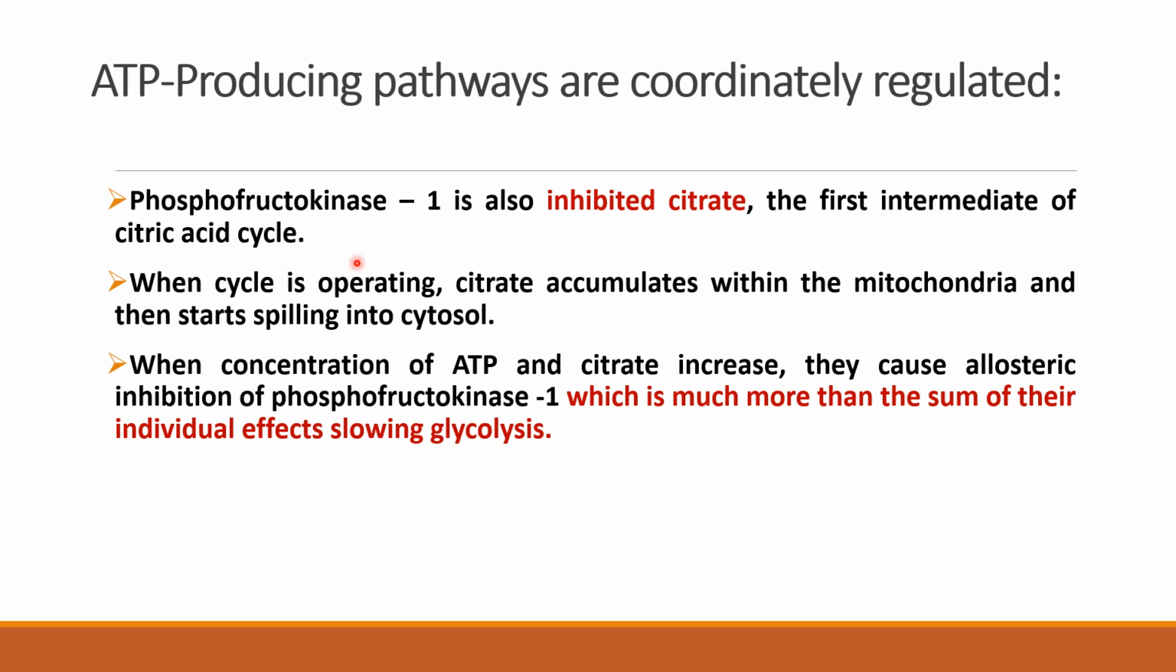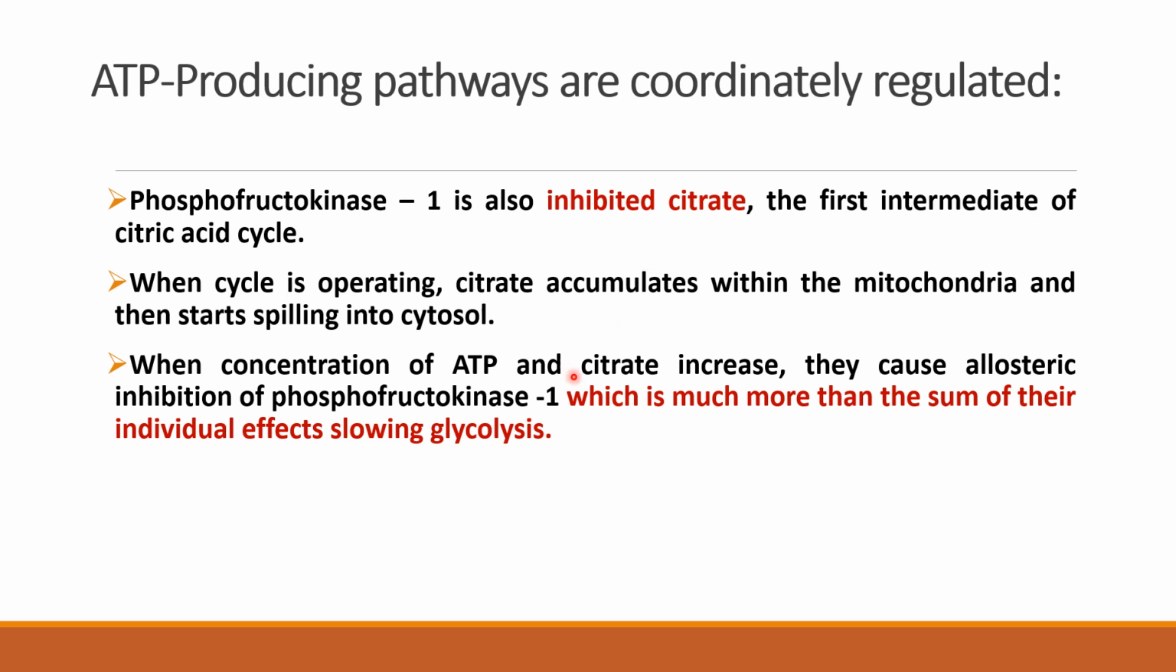Apart from ATP, even citrate is affecting phosphofructokinase. This is also inhibited by citrate. And citrate, we know, is the first intermediate of the citric acid cycle. So when the cycle is operating, obviously citrate production will increase and citrate will start accumulating within the mitochondria. And as it accumulates in the mitochondria, it will also start spilling into the cytosol. So its level in the cytosol will also increase, thereby affecting glycolysis.